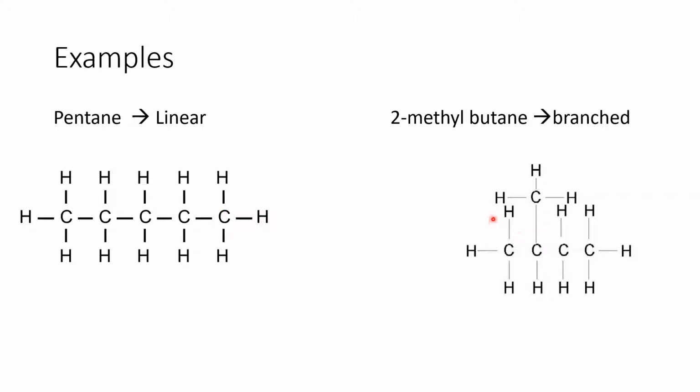so this is pentane. For this one, you see a side chain, and you state the position of it in relation to the first carbon that's closest to it. So this is on the second carbon, and it's a methyl group. So it's 2-methyl, and there's 4 carbons here, butane.